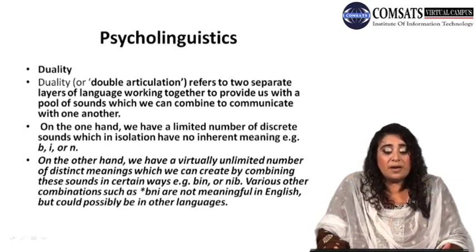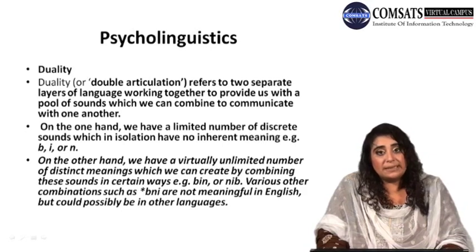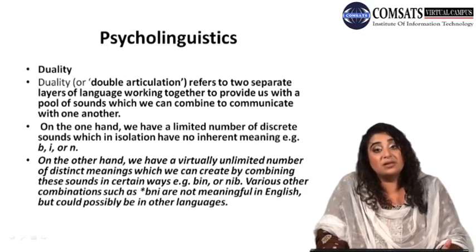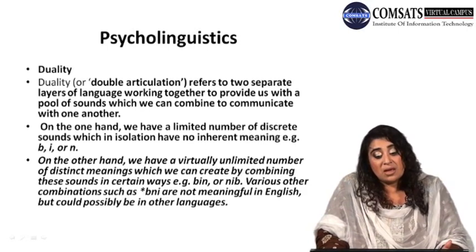On the other hand, we have a virtually unlimited number of distinct meanings which we can create by combining these sounds in certain ways. So for example, bin or nib. Various other combinations such as B and I are not meaningful in English, but could possibly be in another language. In English, bin or nib, these combined do make a sound, and they are considered a word.